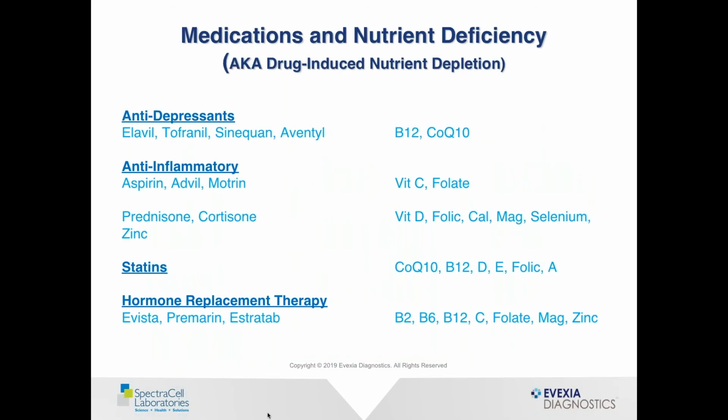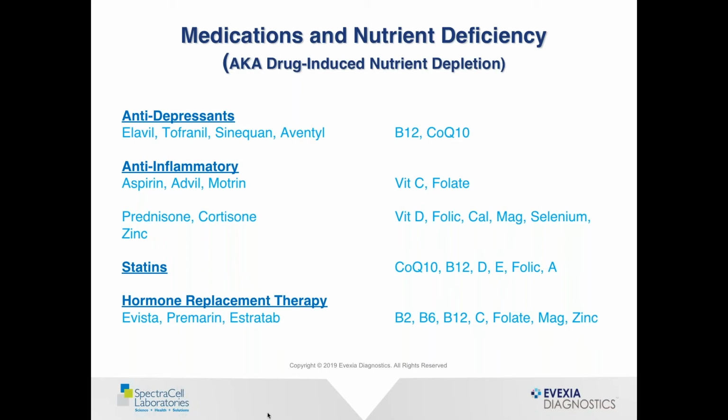So very powerful. This is the slide that I mentioned just a slide or two ago about medication and nutrient deficiencies. It's also known as drug-induced nutrient depletion. As you can see, antidepressants, anti-inflammatories, statin drugs, hormone replacement therapy, all can cause depletion of specific nutrients. The bottom line with this slide is that you need to account for that. So it's a good idea to have a reference book if your patients are taking certain medications and realize you have to factor that in when you get this particular test.